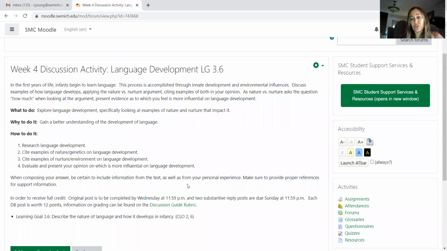Please feel free to use your own experience as well as additional sources, but also please provide references for those sources. As always, you have to have your first post done by Wednesday at 11:59 so that other students can comment on that. And then your final post is due Sunday at 11:59.